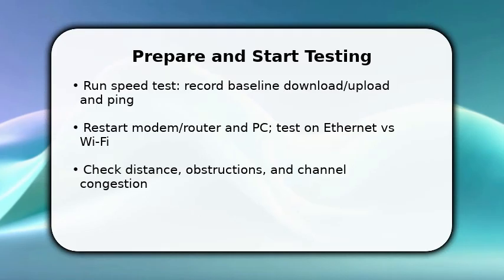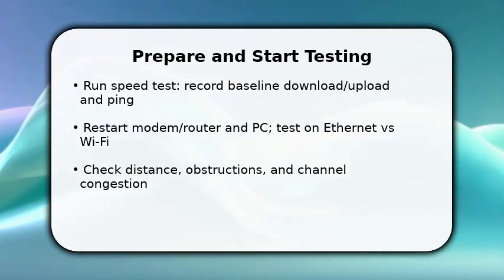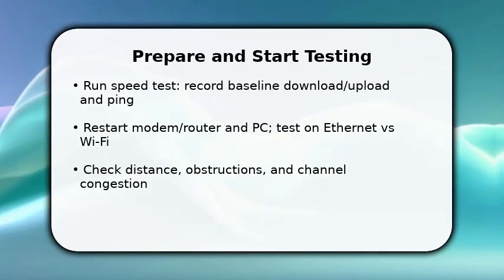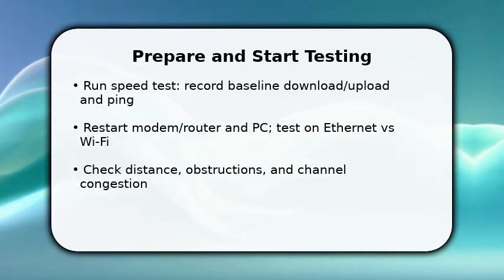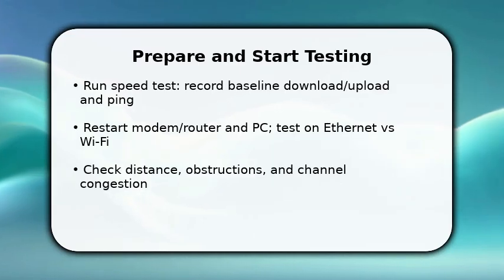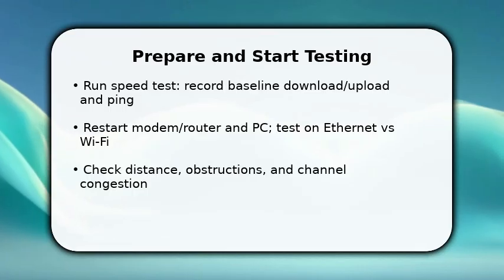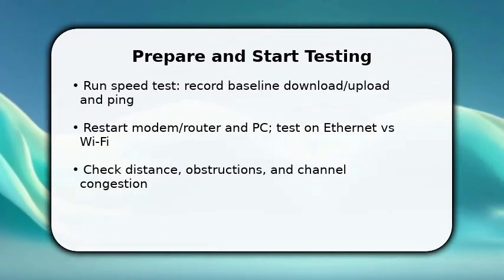You begin by measuring where you stand. Run a speed test and note download, upload, and ping so you have a baseline. Once done, restart your modem, router, and PC to clear transient issues. Connect via Ethernet briefly to compare wired versus wireless performance so you know if the problem is Wi-Fi. Also check distance and obstacles and scan for crowded channels. This shows whether signal or network congestion is the root cause.